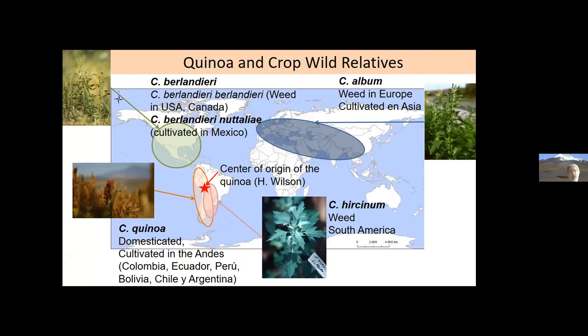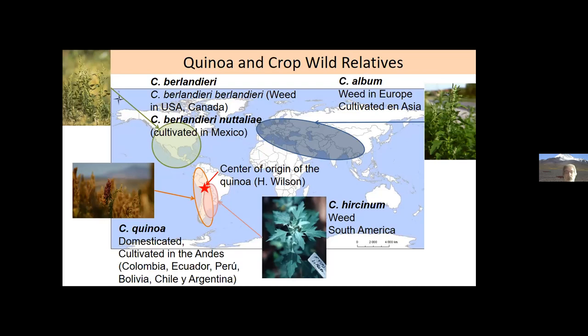What is important is that quinoa has its center of origin in South America, between Peru and Bolivia, around Lake Titicaca, and we have different quinoa crop relatives around the world. The first one is in South America, Chenopodium hircinum, considered a weed in this region. In North America, we have two quinoa crop relatives. The first is Chenopodium berlandieri, considered a weed in the USA and Canada. But another one, Chenopodium berlandieri nuttalliae, is cultivated in Mexico now.